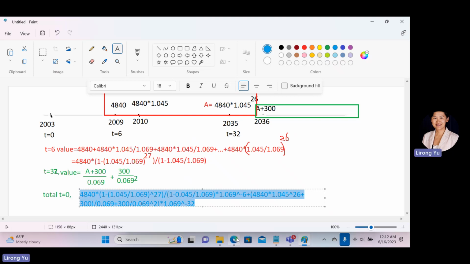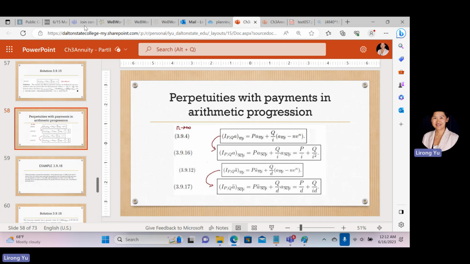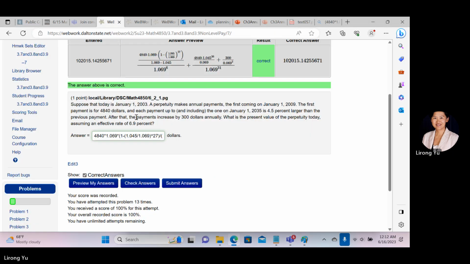So the answer is supposed to be, I tried it earlier.